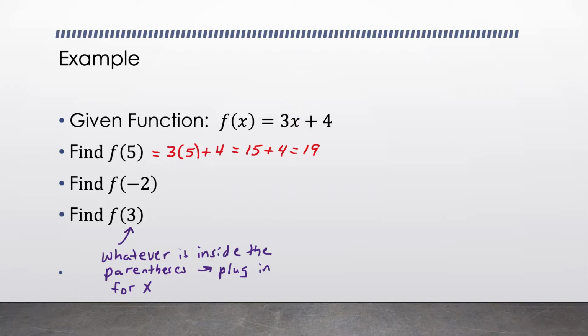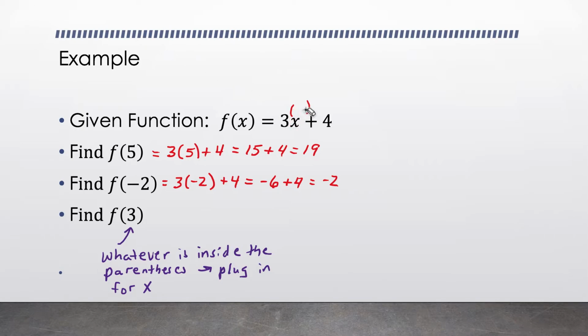For the second problem, we have f of negative 2. Again, whatever is in parentheses is going to be substituted in for this x. So I'm going to be putting in a negative 2 for that x. So I have 3 times negative 2 plus 4. So 3 times negative 2 is negative 6. We're going to add 4 to it, and we'll come up with negative 2.